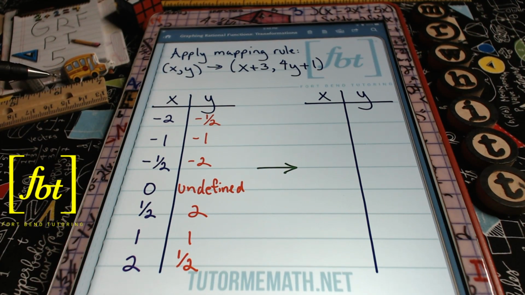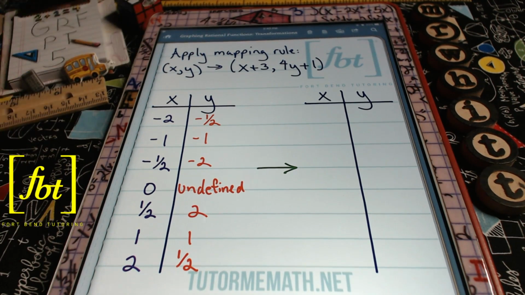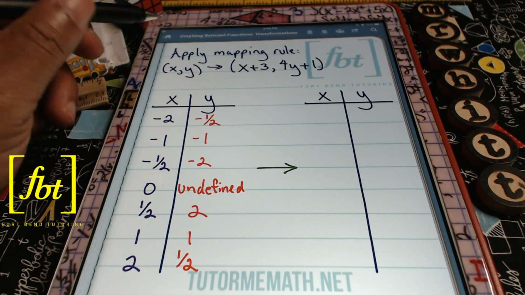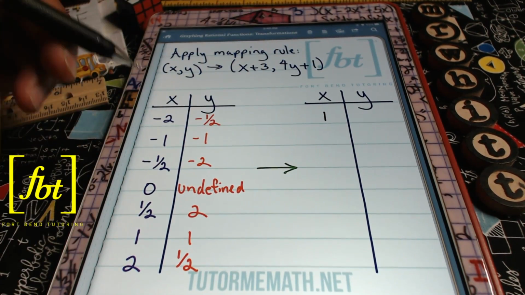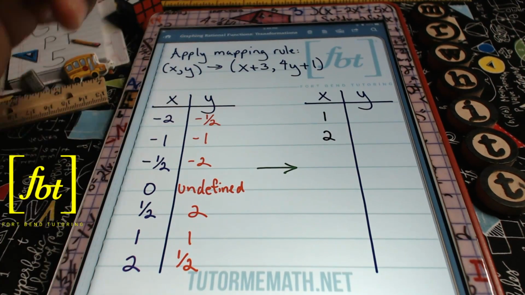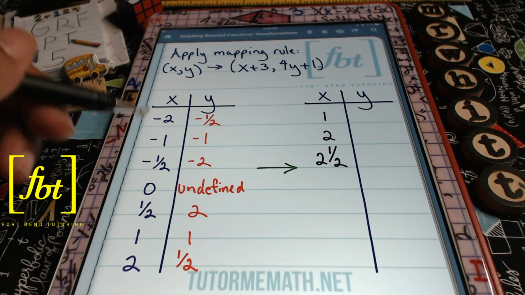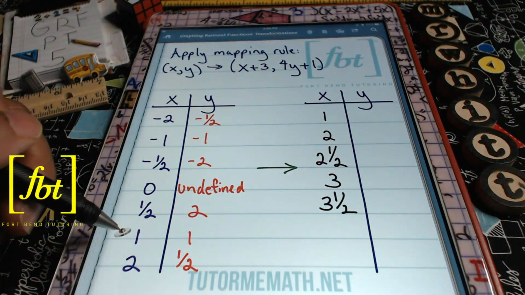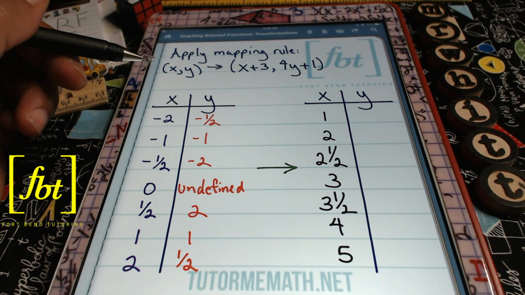All right, let's apply the mapping rule. So notice that we have our mapping rule of x plus 3, comma 4y plus 1. We'll apply that to the xy chart of our parent function that I showed you at the beginning of the video. So we're going to be adding 3 to all of the x values. Negative 2 plus 3 gives me positive 1. Negative 1 plus 3 gives me positive 2. Negative 1/2 plus 3 gives me 2.5. Then 0 plus 3 gives me 3. And then 1/2 plus 3 gives me 3.5. And 1 plus 3 is always 4, of course, and then 2 plus 3 gives me 5. All right, so those are our new x values for our ordered pairs that we'll use to graph our function for problem number 3.